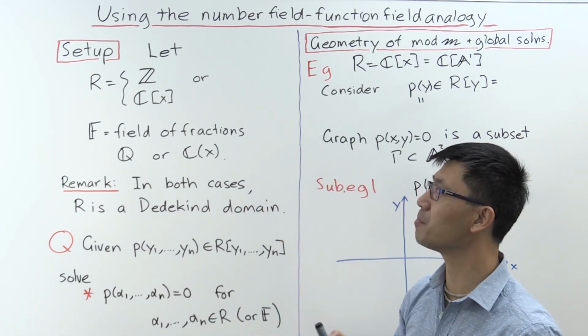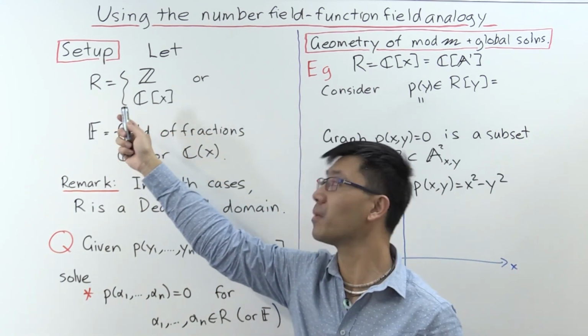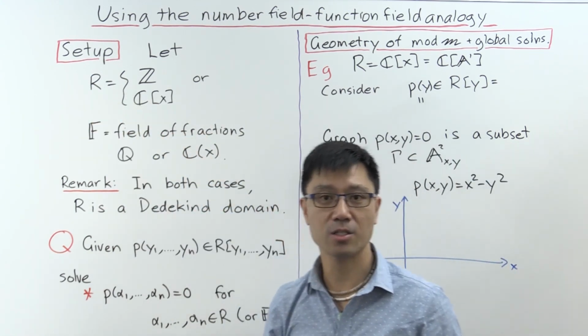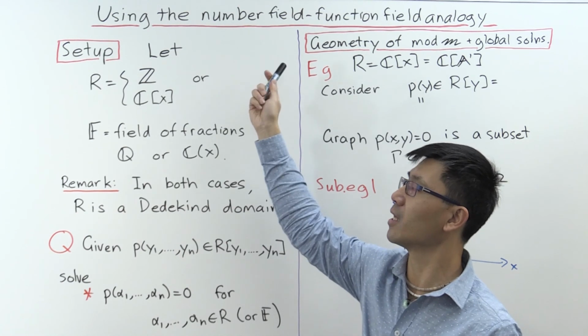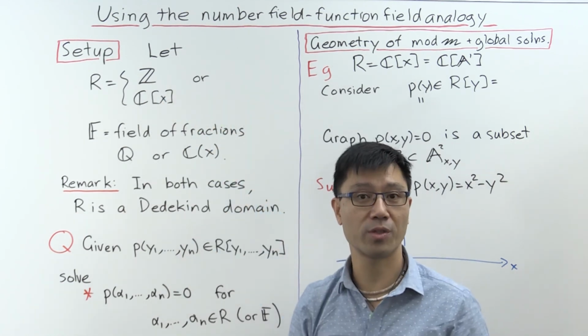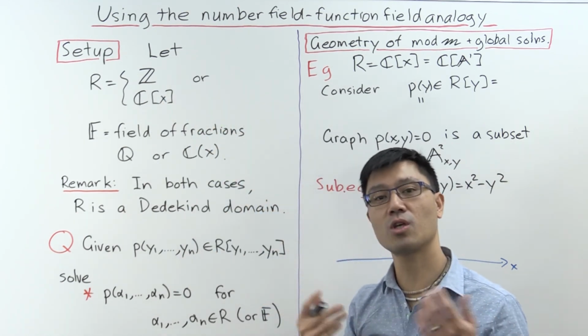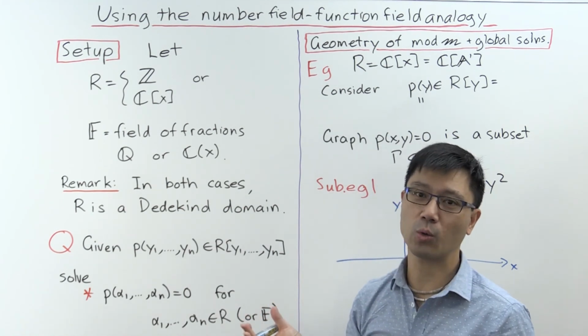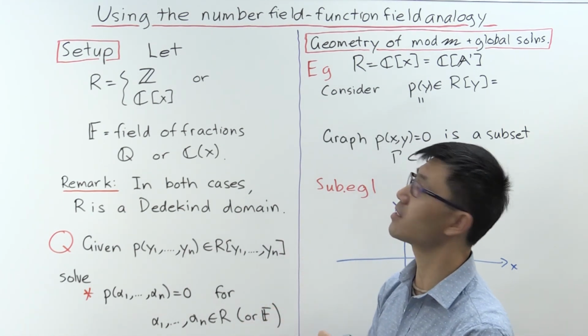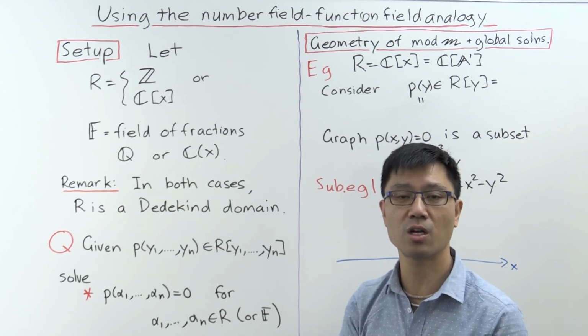Okay, so what's our setup? Our setup begins with a ring R. If you're interested in number theory, you primarily work with the integers Z, but sometimes you also want to be a little bit more general and work with rings of integers inside some number field, so some finite extension of Q.